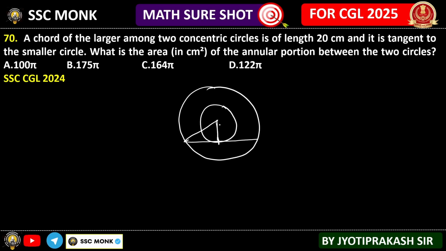Let's say this is O, this is P, this is A, this is B. Okay, so we know the value of AB is equal to 20 centimeter. So AP is equal to PB is equal to 10 centimeter.